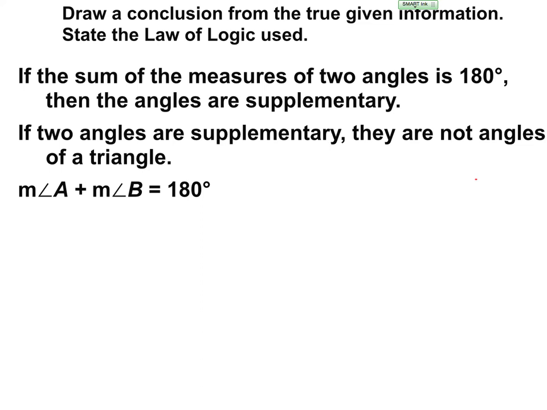If the sum of the measures of two angles is 180, then the angles are supplementary. If two angles are supplementary, then they're not angles of a triangle. Measure of angle A plus measure of angle B is 180. See what all you can come up with. You're just forcing yourself to think about how you think, how you need to think. That's what's kind of confusing.